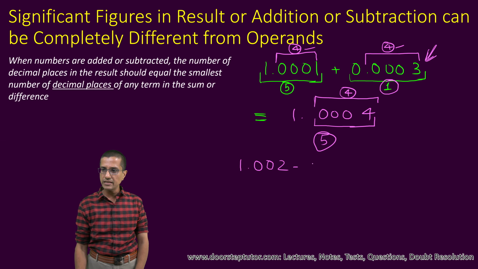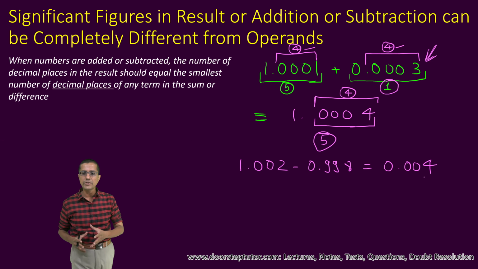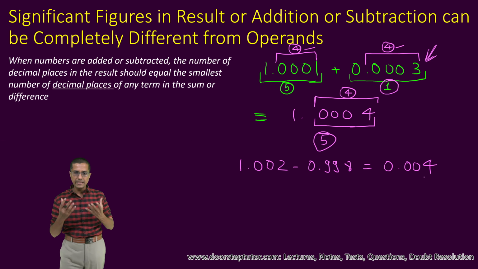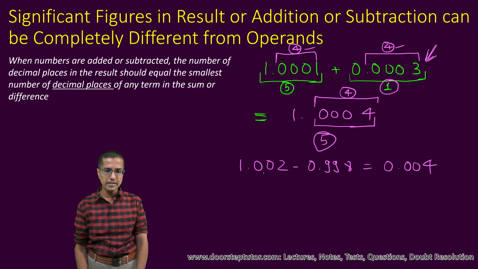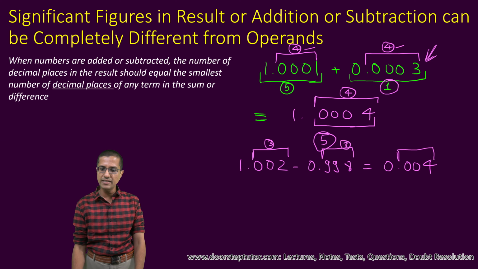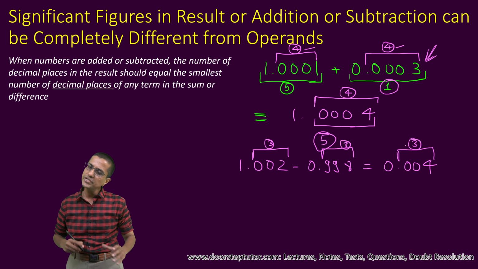Now we will do subtraction with 998, and if you compute this, this is what it will come out to be. The idea is that here these 2 operands each have 3 decimal places. So my final result can have 3 decimal places, which is correct. That's what we would expect.